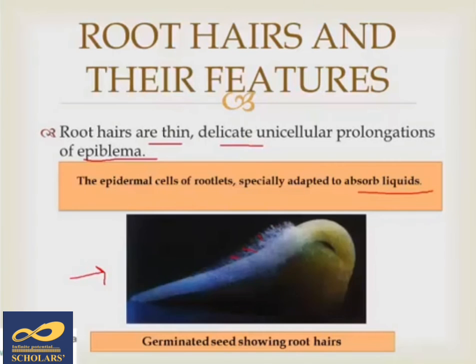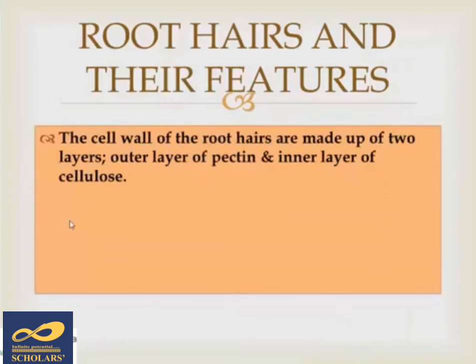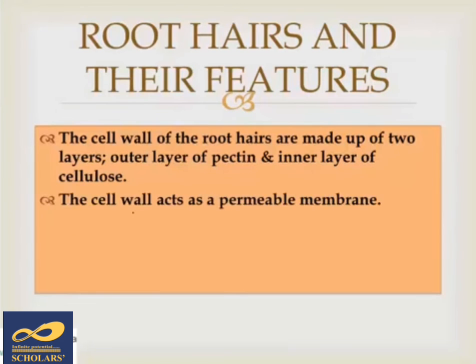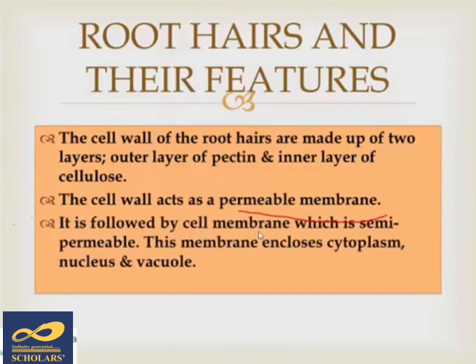Root hairs are very thin. The cell wall of the root hairs is made up of two layers, the outer layer of pectin and the inner layer of cellulose. The cell wall of the root hair acts as a permeable membrane. Then it is followed by the cell membrane which is semi-permeable. This membrane encloses cytoplasm, nucleus and vacuole. So this was the root hair structure.